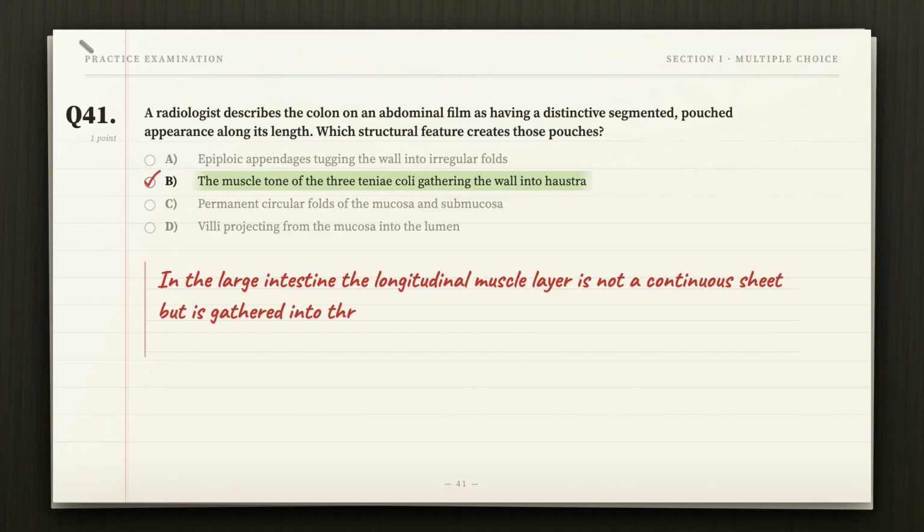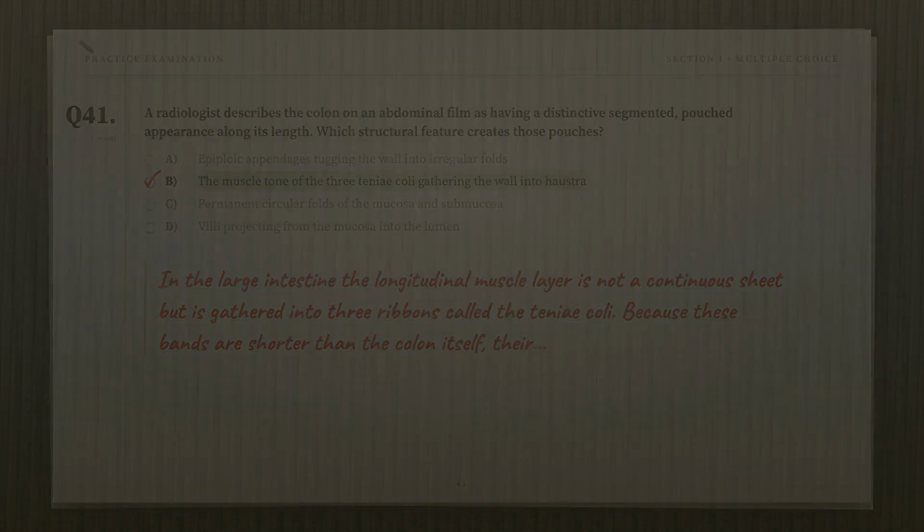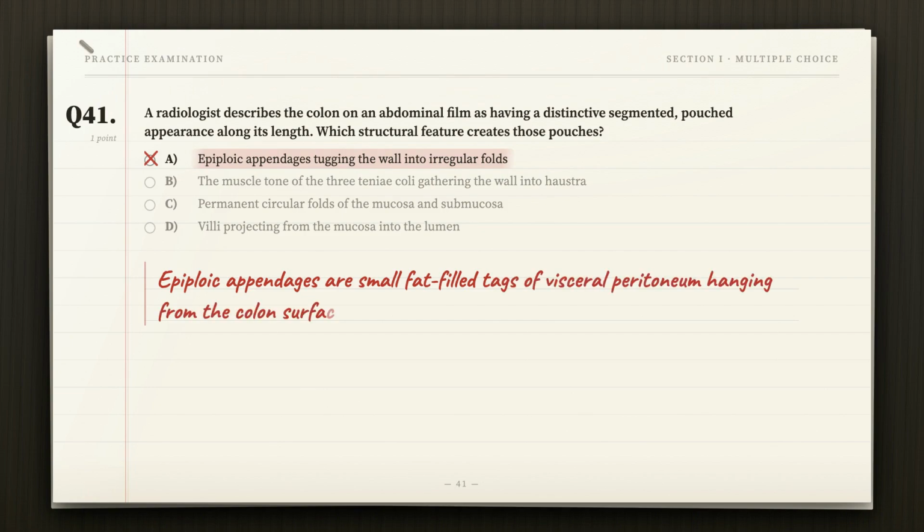Because these bands are shorter than the colon itself, their resting tone bunches the wall into the pocket-like sacs known as Haustra, producing the segmented outline seen on imaging. A is wrong because epiploic appendages are small fat-filled tags of visceral peritoneum hanging from the colon surface. They add nothing to wall shape.